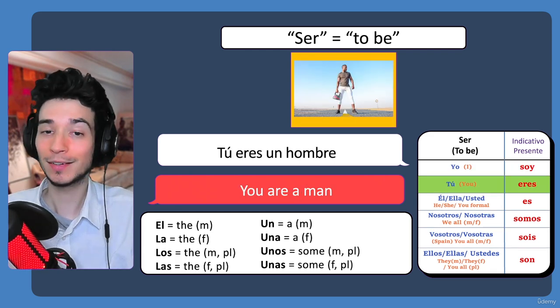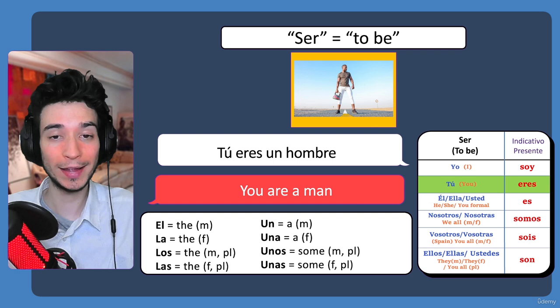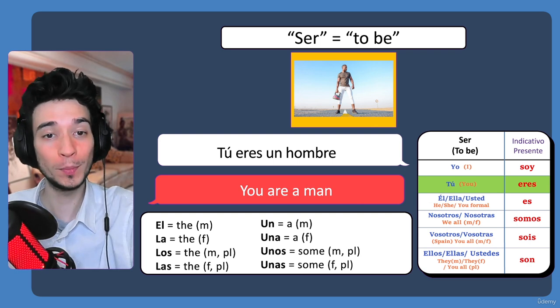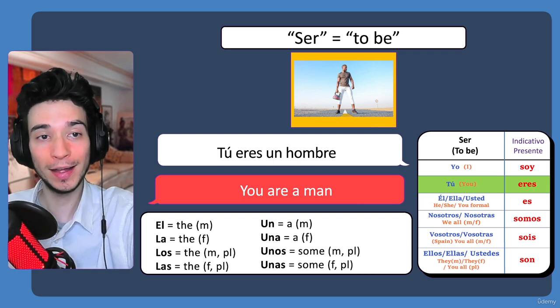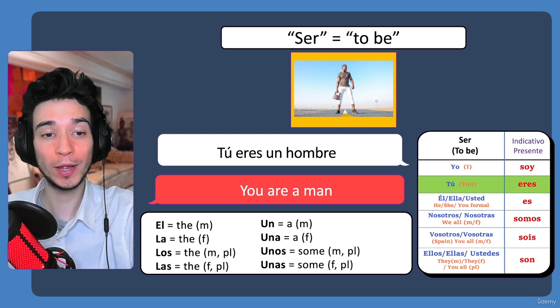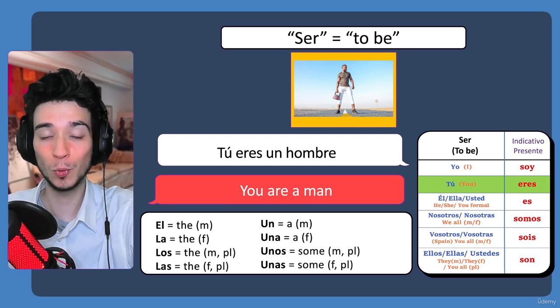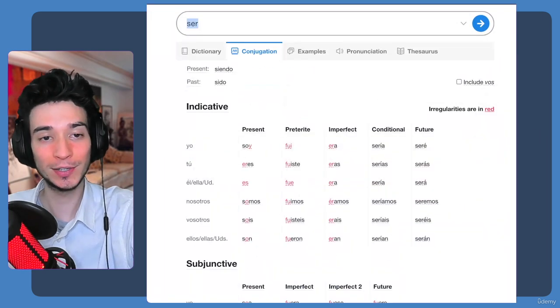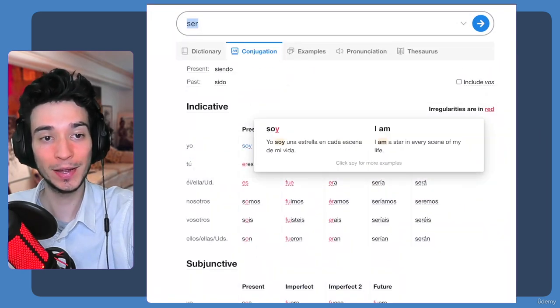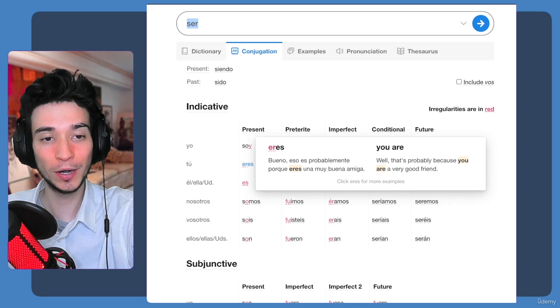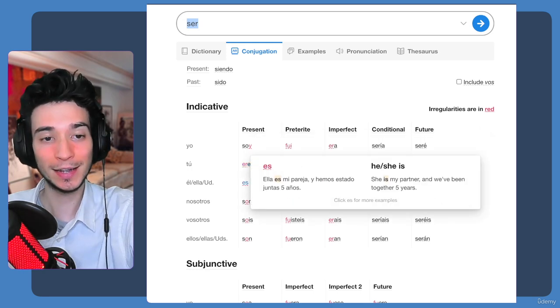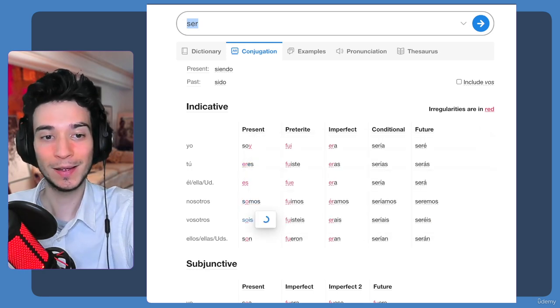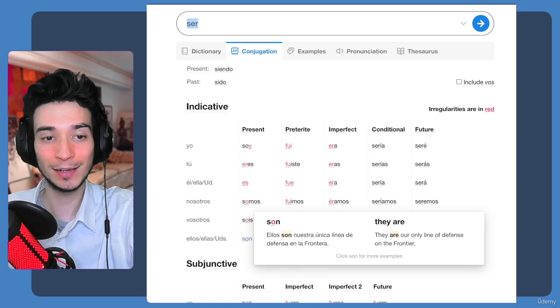And the next one, here we have tú eres un hombre. You are a man. Tú eres un hombre. So if we go back to the conjugator really fast, you can actually see them. Yo soy, I am. Tú eres, you are. Él, ella, usted es. Nosotros somos. Vosotros sois. Ellos, ellas, ustedes son.